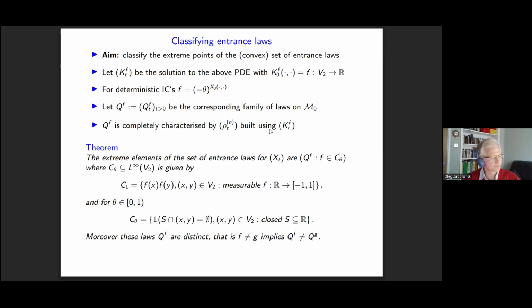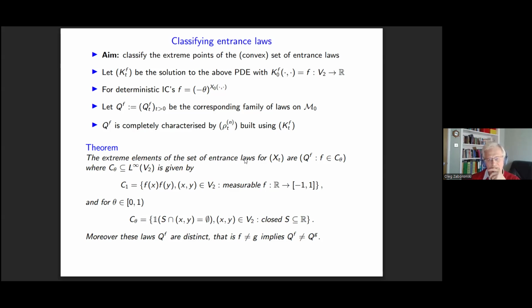Okay, so now I can formulate the classification theorem. I would like to list all extreme points of the set of entrance laws.